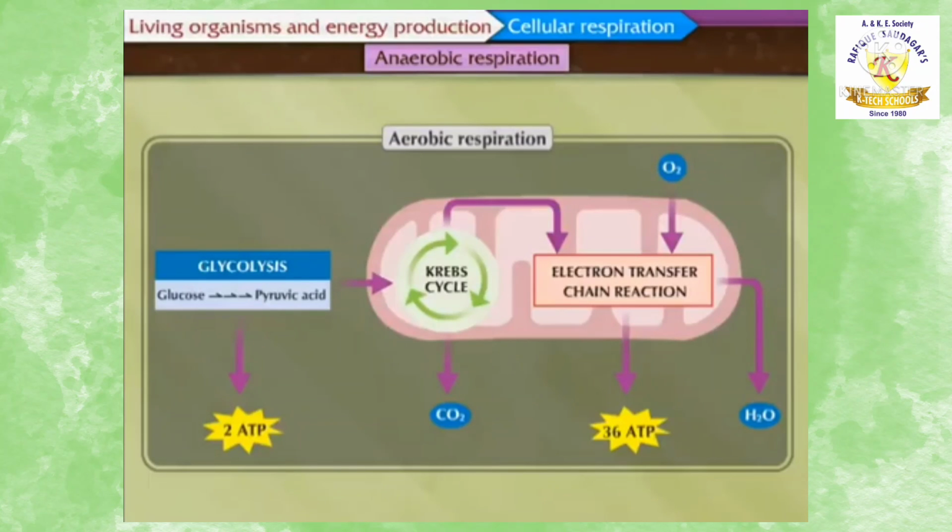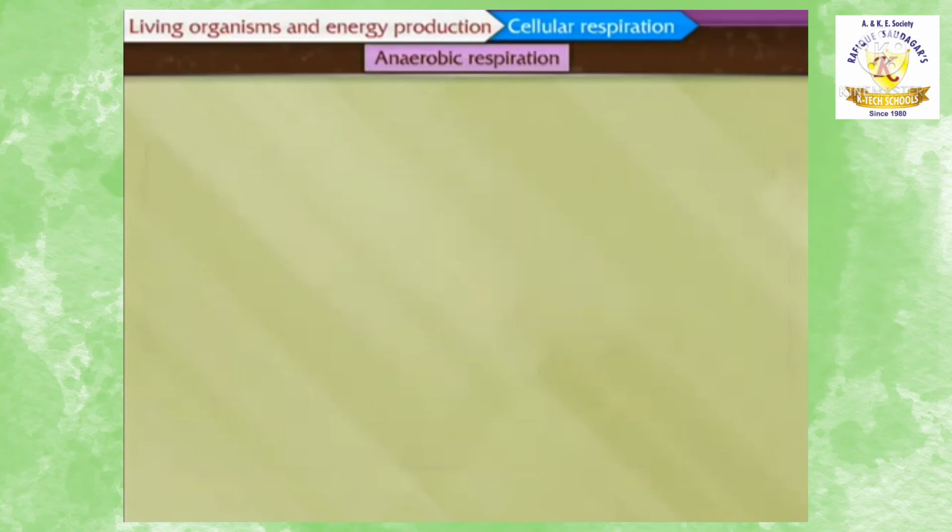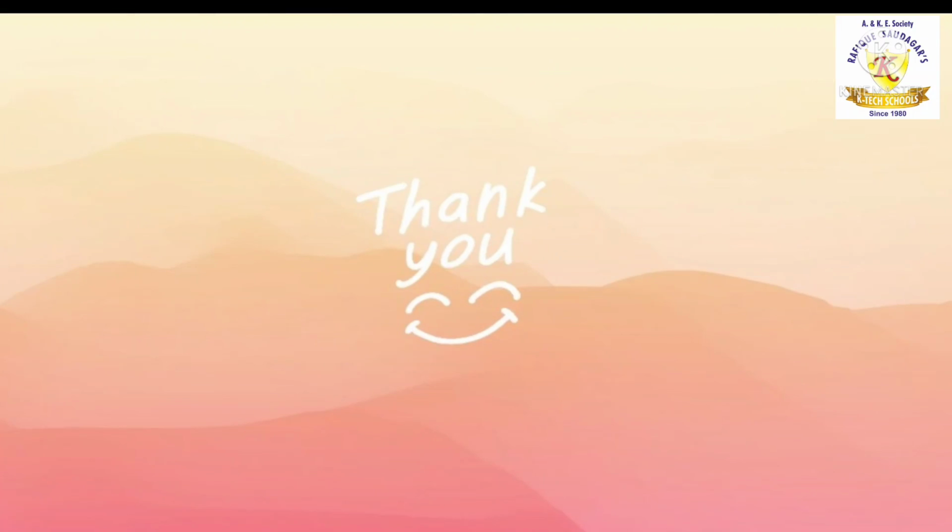So from this, we can conclude that aerobic respiration is the cellular respiration which involves complete oxidation of glucose, and mitochondria is the cell organelle necessary for the complete oxidation in this process. Have you all understood, children? I hope everybody has understood today's concept, what we have learned. Good. With this, we come to an end of today's session.